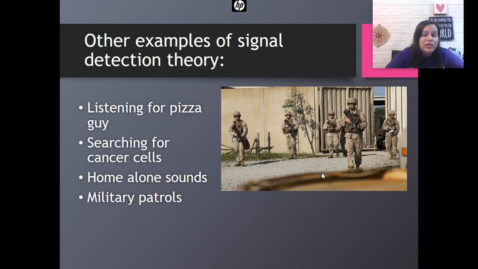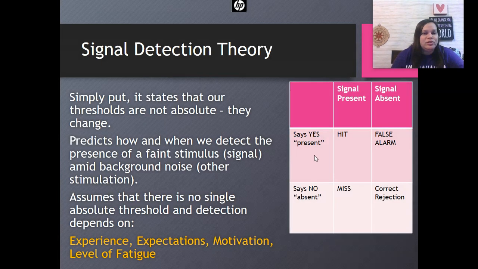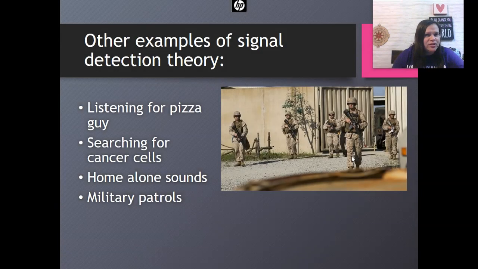So normally you don't hear every car driving down the road, or car doors opening and closing, but because you're waiting for that pizza guy, you can hear everything. And sometimes we're like, oh, did you hear a car door? And then there's no car door. So you had a false alarm. You thought there was something present, but there was nothing there. Sometimes you think, I think I hear something, and then they're there, and you had a hit.